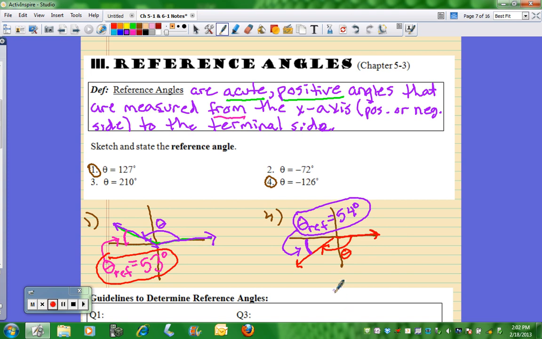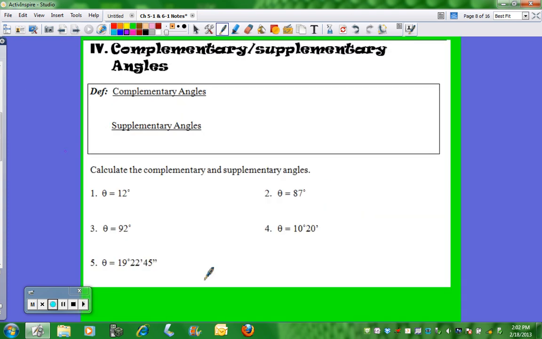All right. Okay, the guidelines again, which you can kind of see popping up here, we're going to worry about those in class. And lastly, this is just complementary and supplementary angles. You should know what these mean. If you don't, you need to look them up. Some of them will have complementaries, some of them will have supplementaries, some of them will have both. So there are different things going on with these. We'll talk about 4 and 5 next class.